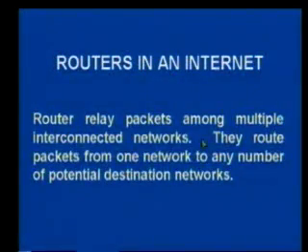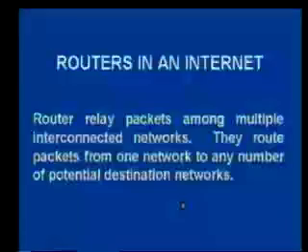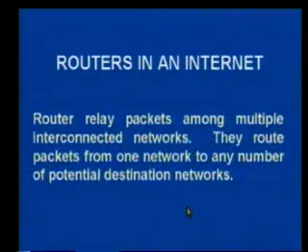A router relays packets among multiple interconnected networks. They route packets from one network to any number of potential destination networks. We are not talking about a router used for connecting two machines. What we are talking about is a router used for connecting two sub-networks, two networks. One might be another LAN, it might be a wide area network, and so on. So the internet is basically an example of internetworking. So again the data has to be passed, and again the router has to be used.